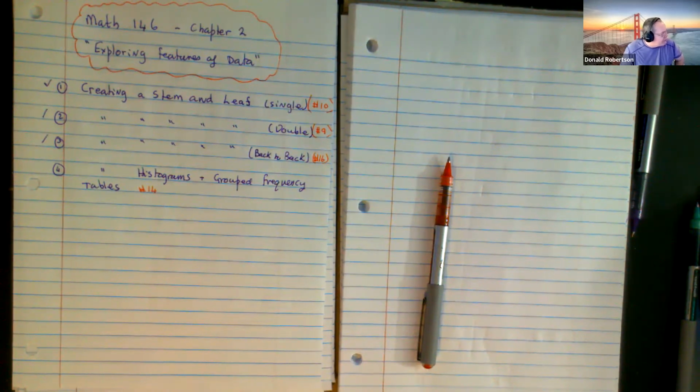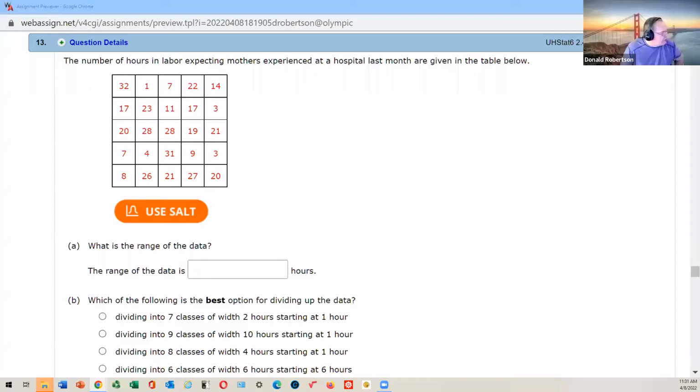Here we are. So when you're creating a histogram, it's not uncommon that you have to group your data. So actually, I think this will work better if I show you the data that they've got and just work on it. It's just so much easier, right? There's no reason it's in a grid like this. I guess it just looks pretty. And this represents the number of hours in labour an expected mother experienced at hospital.